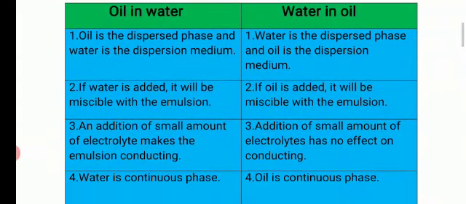See here, first is oil in water. In oil in water, oil is the dispersed phase and water is the dispersion medium. Correct? If it is oil in water, it means oil is present in a smaller quantity and water in a greater quantity. So oil is the dispersed phase and water is the dispersion medium in oil in water.